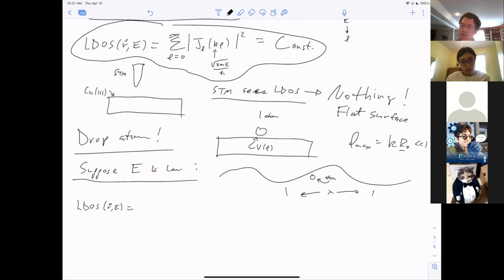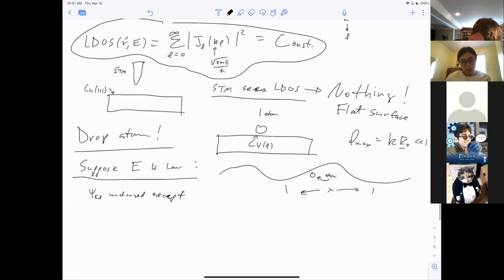So that means that now our local density of states is very simple, because all the wave functions are the same. The psi E L's are unchanged, except for one. Which one? L equals what? All the wave functions, all the eigenstates of the electrons at the surface, are unchanged. The atom doesn't change anything except for one angular momentum component. And which one is that? Say it. 0. Yes. And so what that means is that the local density of states that we see is the same as before, except we have the L equals 0 component, which is J0.